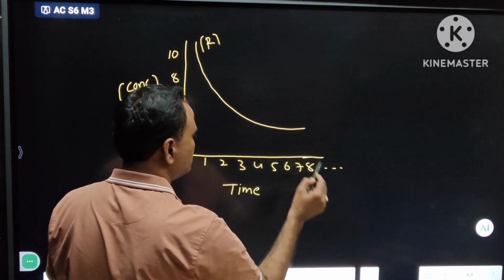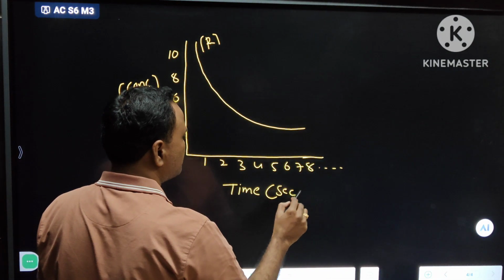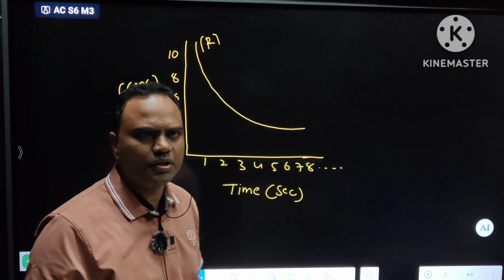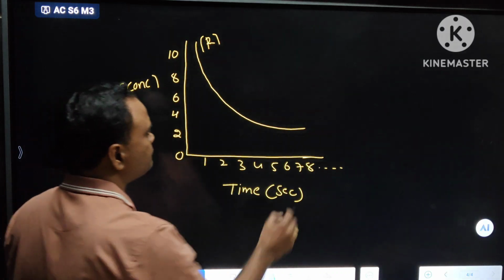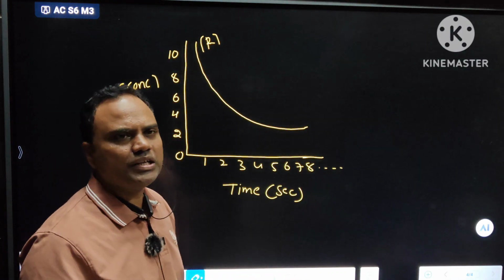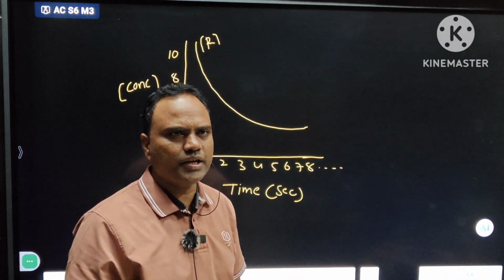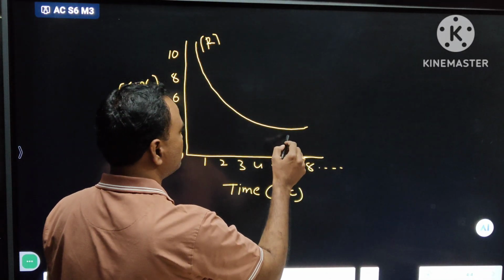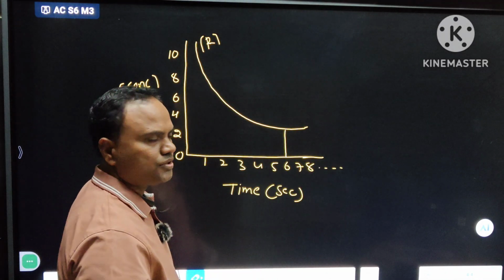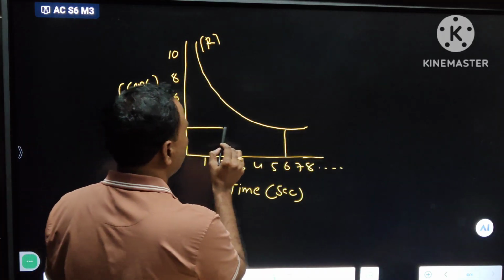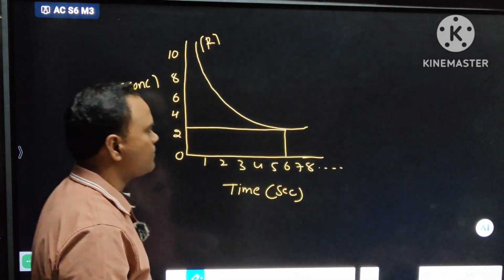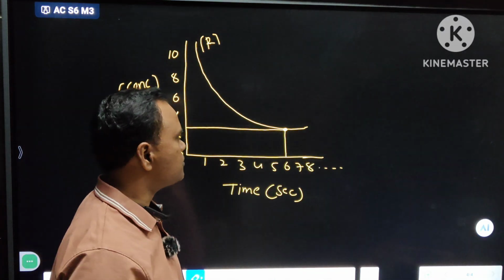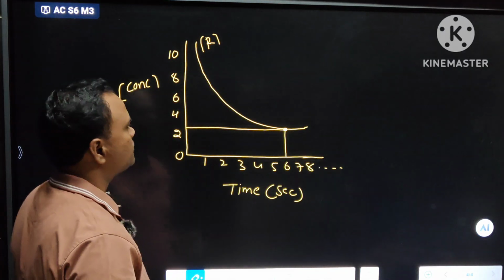And so on. Time in seconds. Concentration, molarity, capital M. Let us calculate the rate between a time interval. Let us say some 6, and 0 means at the beginning of the reaction, the starting of the reaction, right?